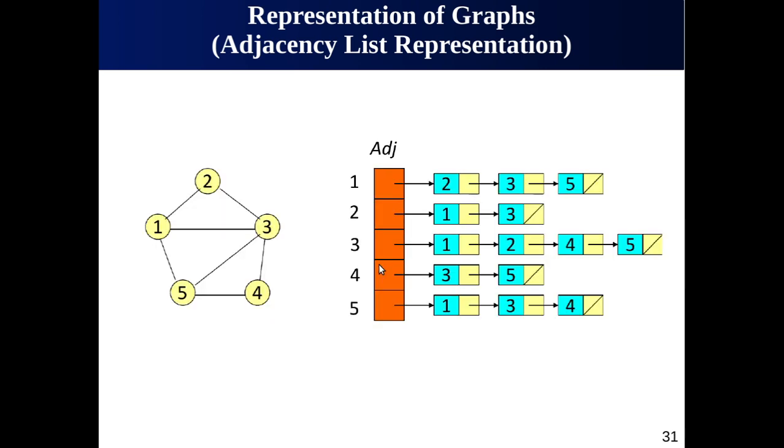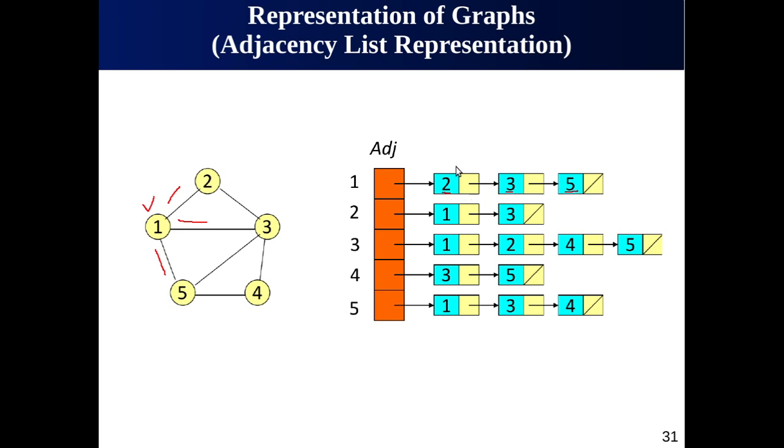And this is the last example. Again, this is an undirected graph, an unweighted graph. How many nodes do we have here? 5. So the array is here. First, let us consider node number 1. The adjacent nodes are 2, 3, and 5. You can see 2, 3, and 5.